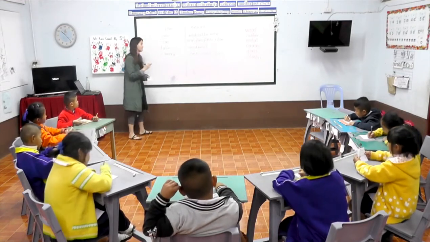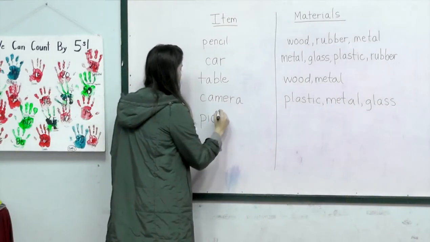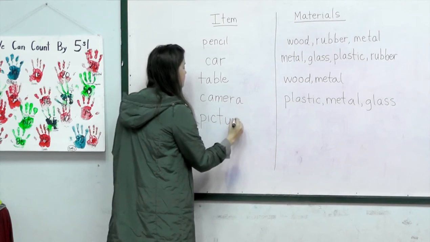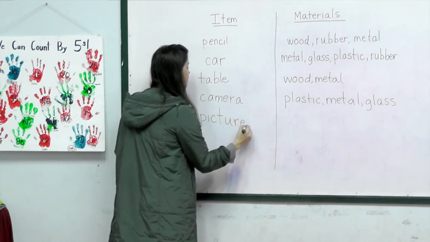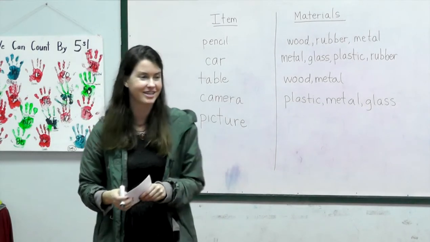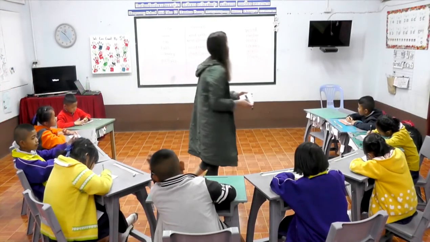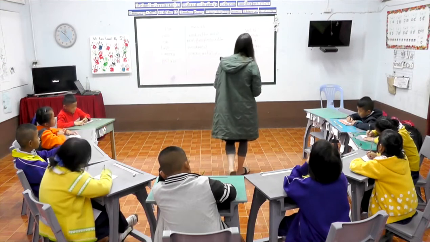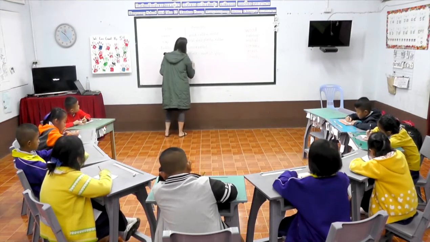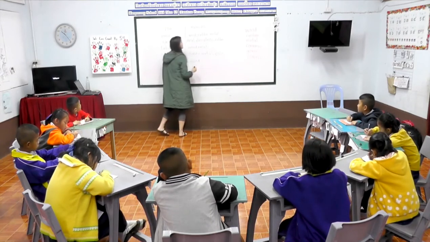Picture. What's the first sound? P. I. Good. C. T. U. R. E. Our picture is made of a lot of different materials. Good. Think about what kind of materials that picture is made of. Wood. Our friends are saying wood.